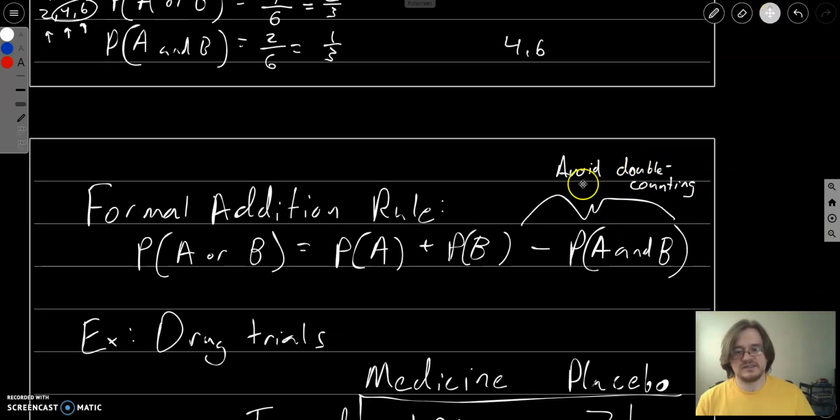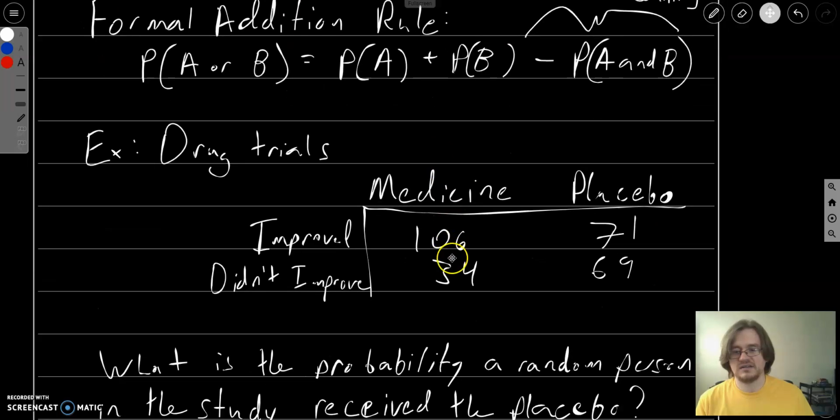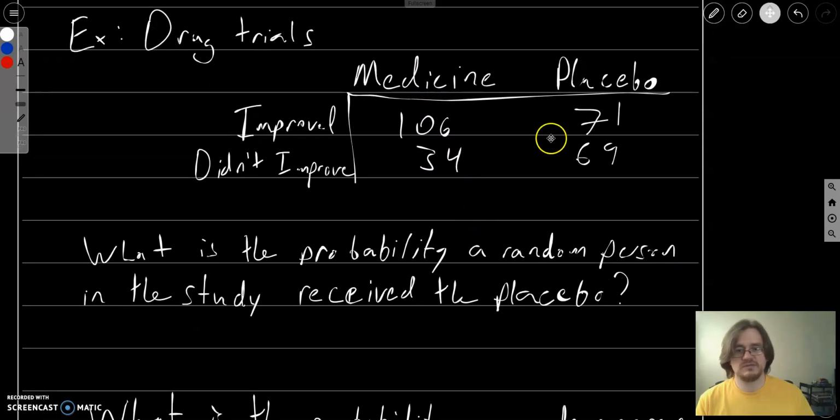So let's do an example. Just more examples, I think, is more helpful. So we've got some drug trials, and some people were given medicine, some people were given a placebo, some people improved, and some people didn't improve. So we've got numbers for each one.